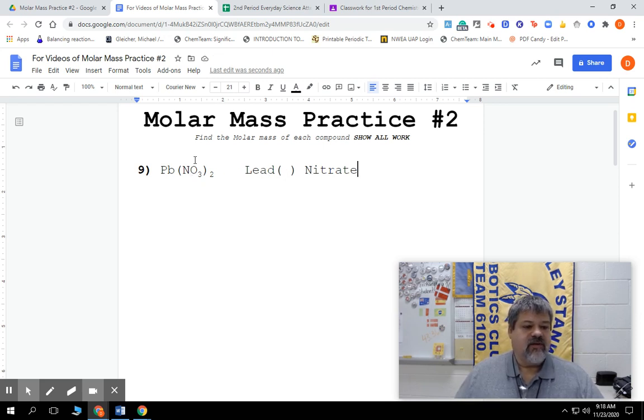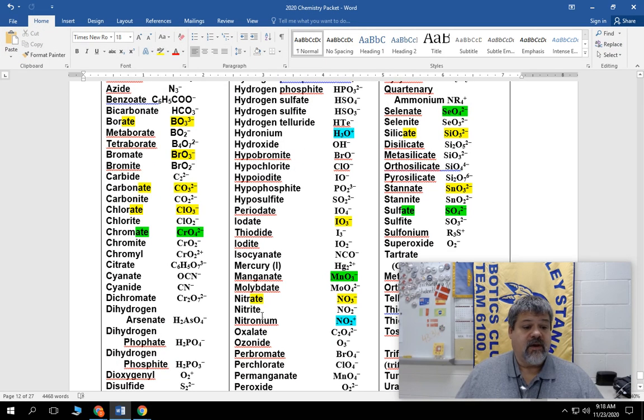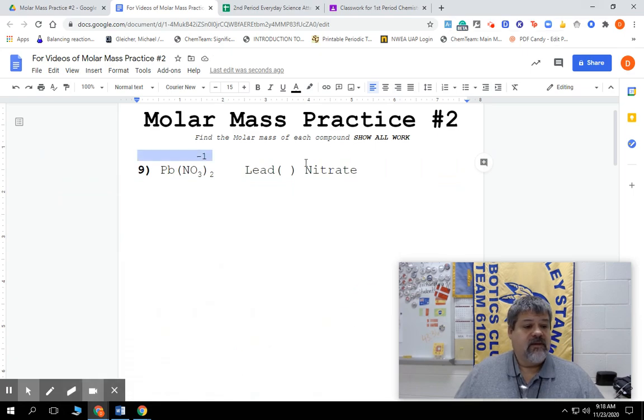So how do we figure out the charge? Well, the charge of the nitrate, if you remember, was a -1. Now I can go back to that and see what that is. Nitrate, right here, -1, or 1 negative. So we'll go back to that. How many of the nitrates do we have? Well, we have 2 nitrates, so my total charge for that is going to be a -2. That means my total charge for lead has to be a +2.